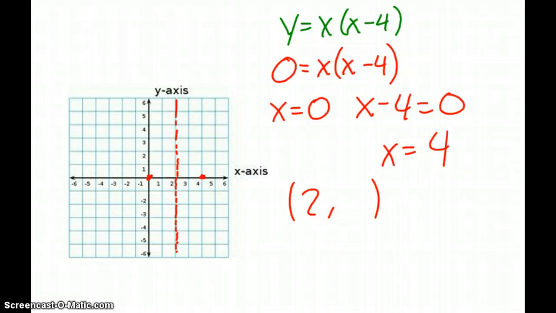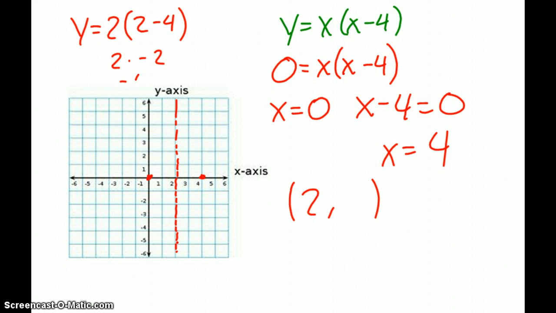So therefore I have to plug 2 into my original equation to find out what y would be when x is 2. So I get 2 times negative 2, which is negative 4. So my vertex is at (2, negative 4). And I draw in my parabola shape, and I'm done with that problem.